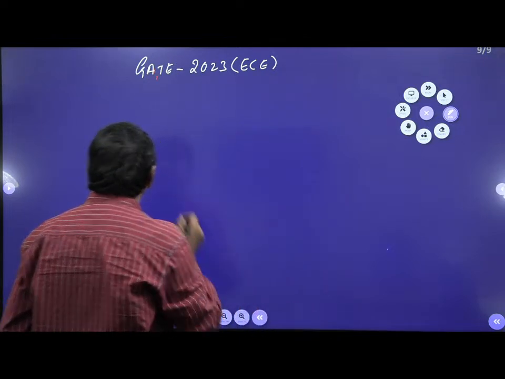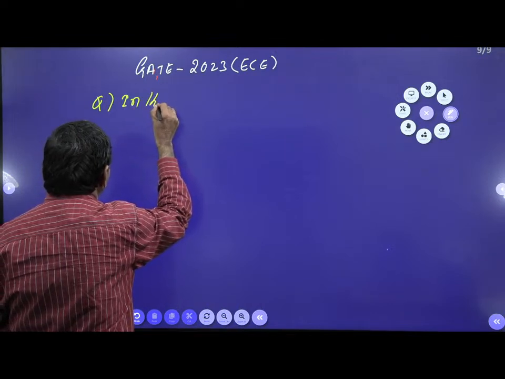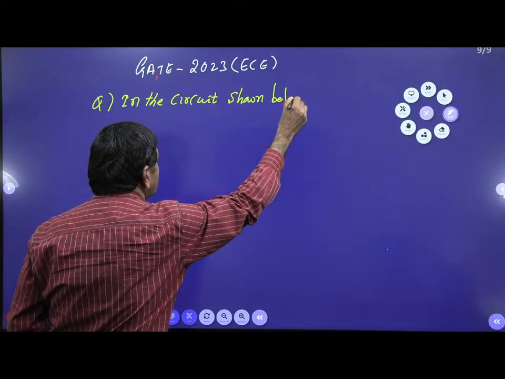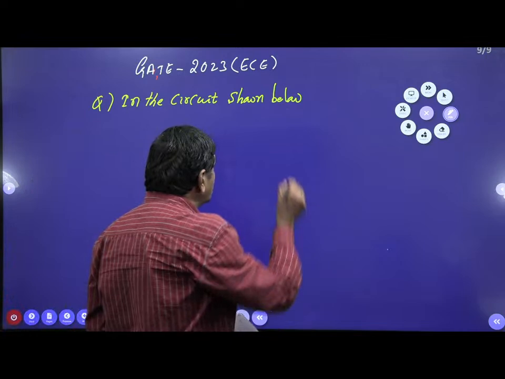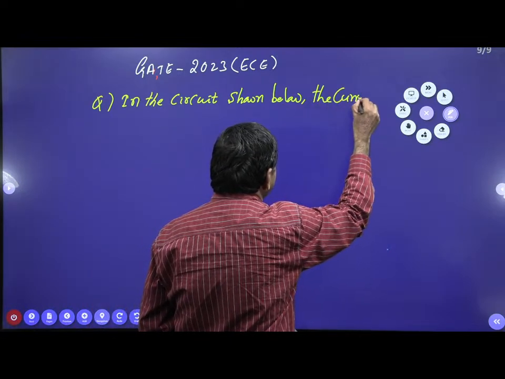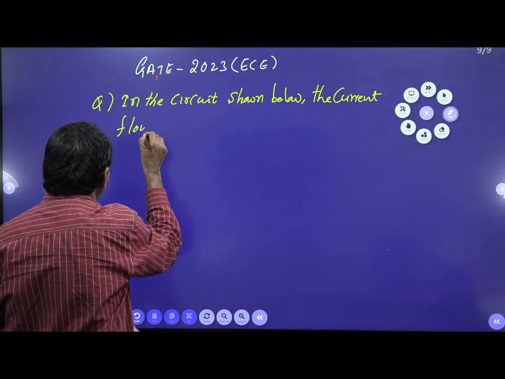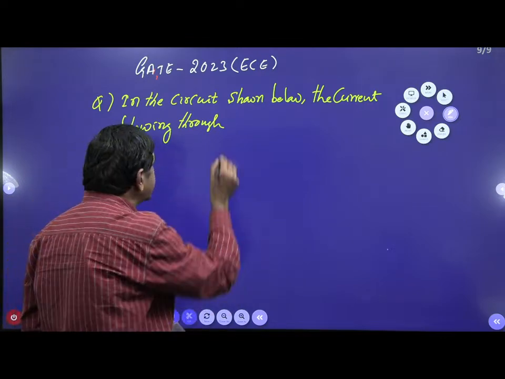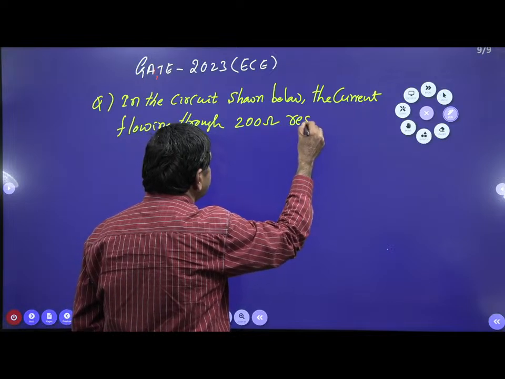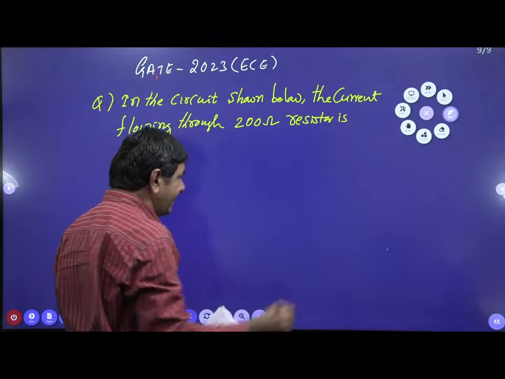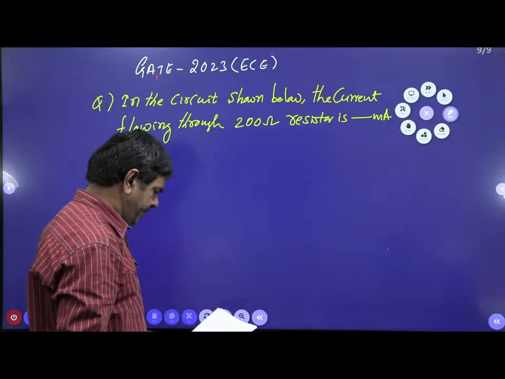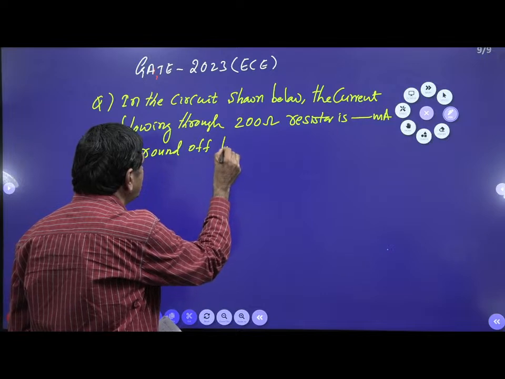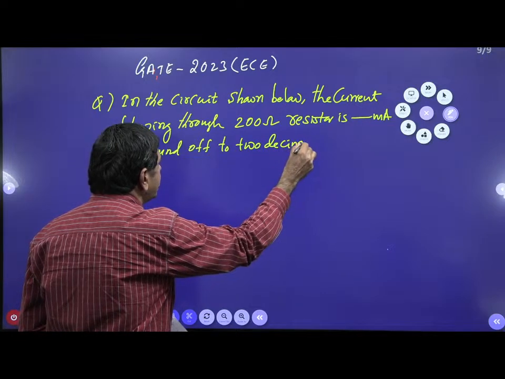In the circuit shown below, the current flowing through the 200 ohm resistor is dash milliamperes. Round off to 2 decimal places.